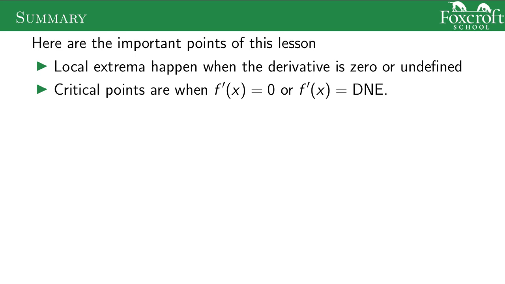All right, so local extrema happen when the derivative is 0 or undefined, and we call those critical points. The x values where those 2 things happen, where the possible local extrema happen, are our critical points.